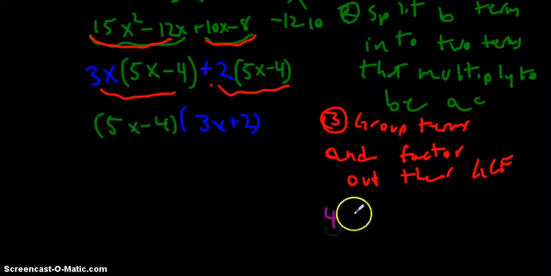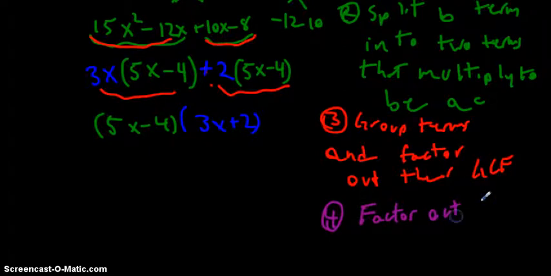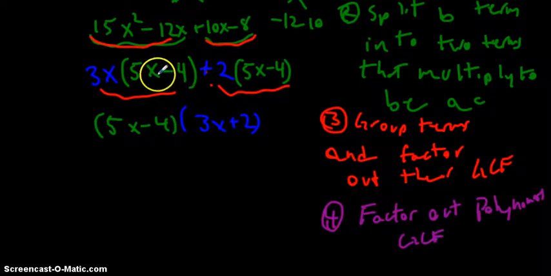We factor out the polynomial GCF, which is what we did here. We had a polynomial GCF here. The GCF in this case was 5x minus 4, which is not a single term. Alright, well, you'll experiment more with these in class, but they are kind of tricky.